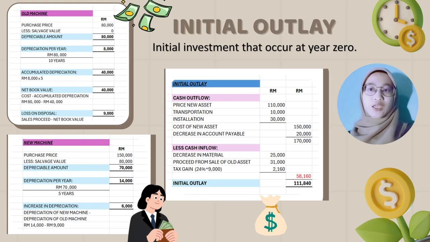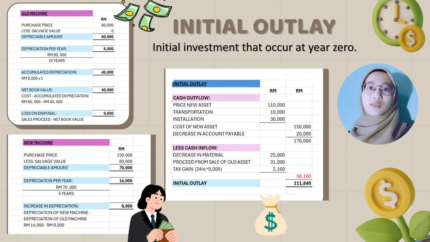a new machine. The depreciable amount of the new machine is 70,000 after we deduct the salvage value, and we will divide 70,000 by 5 to get the depreciation, which is 14,000, resulting in an increase in depreciation for Zain Life Sdn Bhd, which is 6,000.